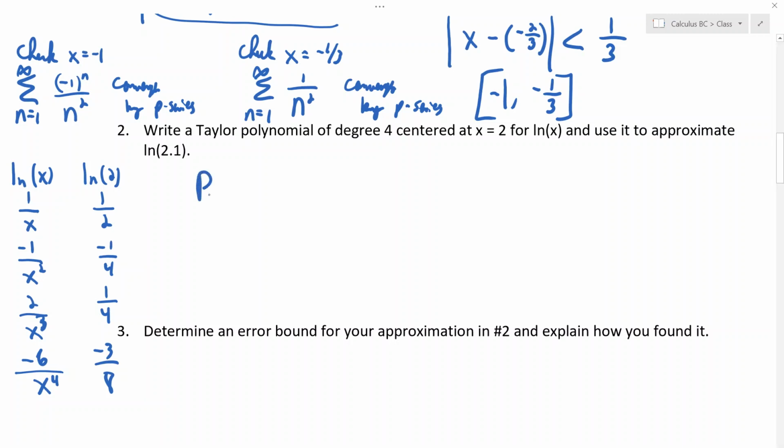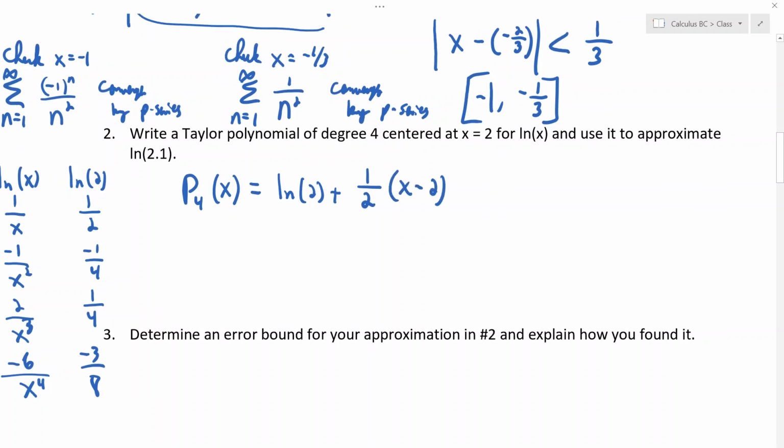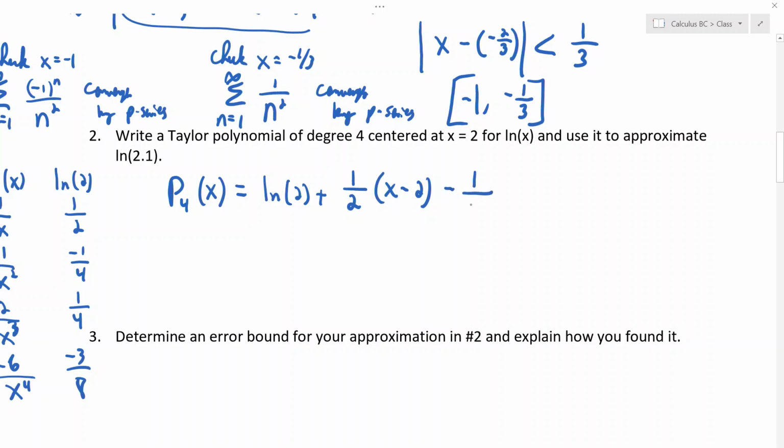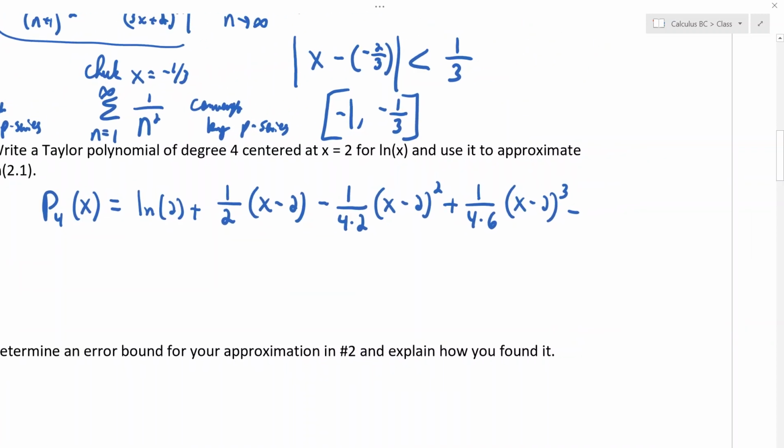So I'm going to call this p sub 4 of x equals the very first term, ln of 2, plus 1/2 divided by 1 factorial, which is a half, times x minus the center to the first power, plus -1/4 divided by 2 factorial, which puts 2 down the bottom, times x minus 2 squared, plus 1/4 divided by 3 factorial, which is 6, times x minus 2 cubed, and then plus -3/8 divided by 4 factorial, which is 24, times x minus 2 to the 4th.